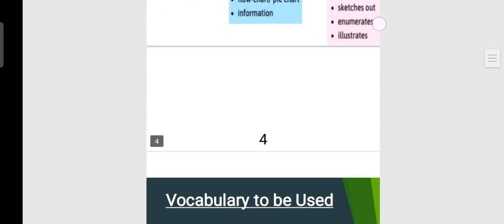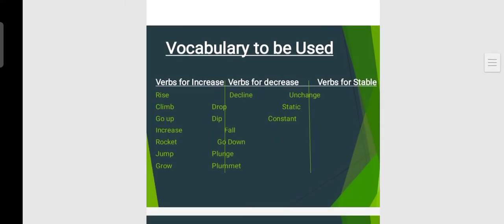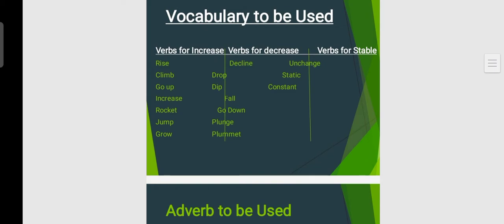After that, some more vocabulary: verbs for increase. As you can see in graphs, like a bar graph or line chart, sometimes there is an increase in the line, sometimes a decrease, and sometimes the line is stable. So which words can we use for all this? Verbs for increase are rise, climb, go up, increase, rocket, jump, grow.